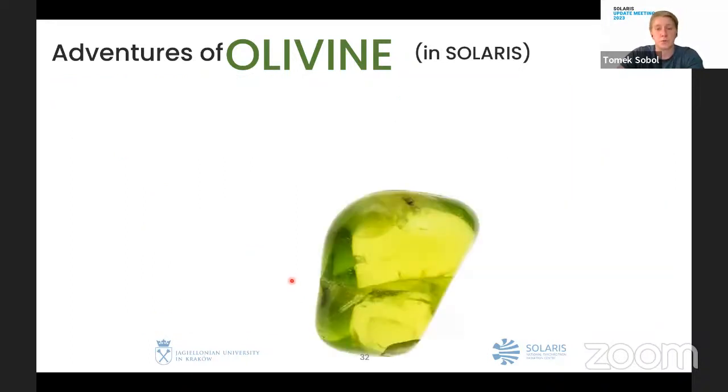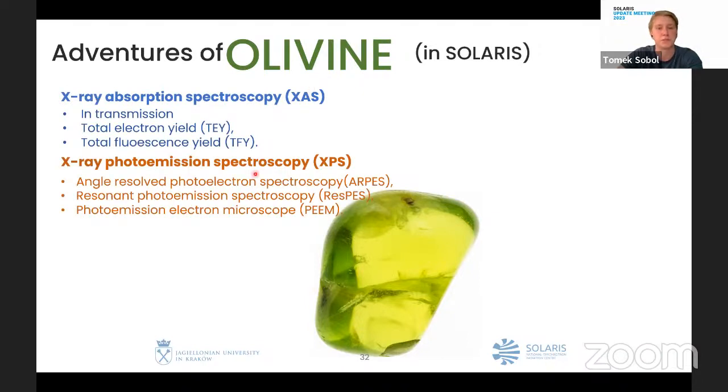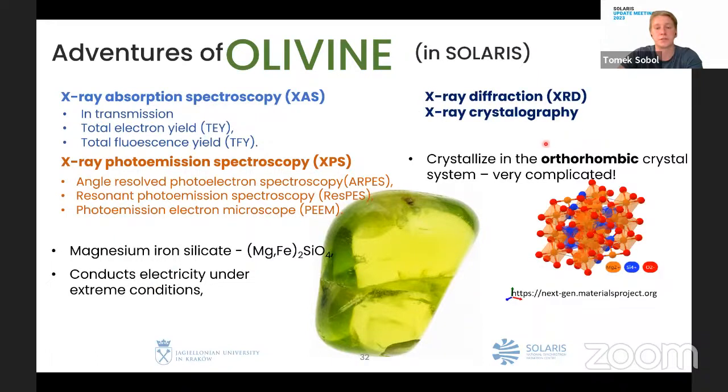So to summarize, we measured our mineral at the synchrotron, and the techniques that we used were absorption spectroscopy and photoemission spectroscopy. There are a lot of modes that we can use, not just the basic ones that I just presented to you, but many different modes of these techniques to analyze our sample. From these techniques, we can learn about the chemistry and also the electrical properties of the material. And we also have different techniques that tell us a little bit about the crystal structure, such as X-ray diffraction, but many more are available.